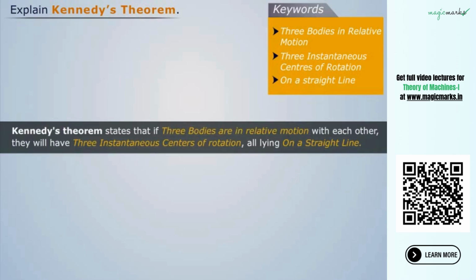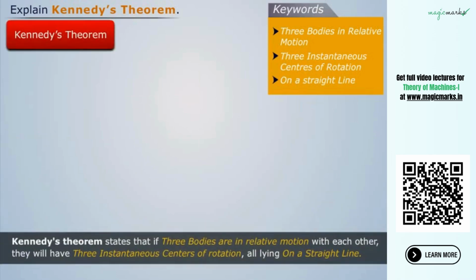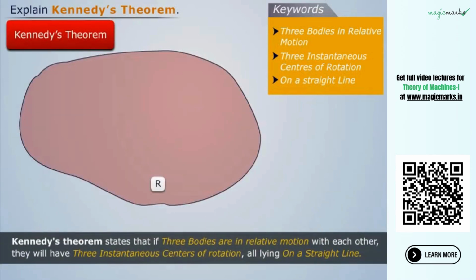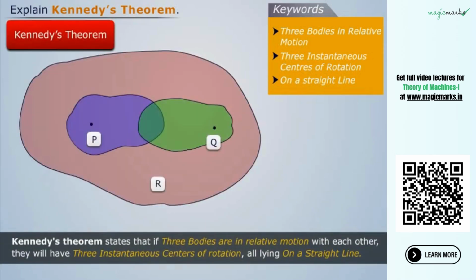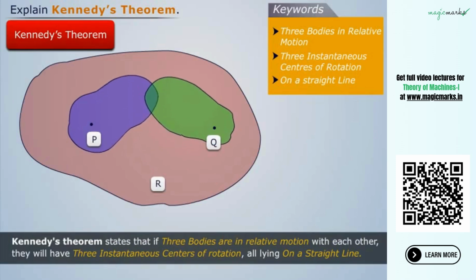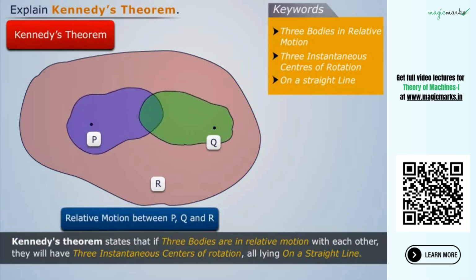To understand Kennedy's theorem, let's consider a large plane body, R, and pin two smaller plane bodies, P and Q, on it, such that P and Q are free to rotate about the pin. If we rotate P and Q, we see that there is relative motion between the three bodies.